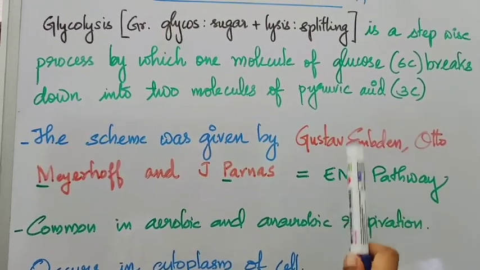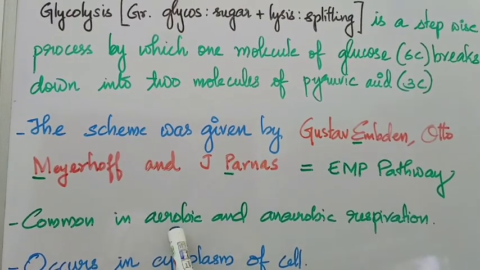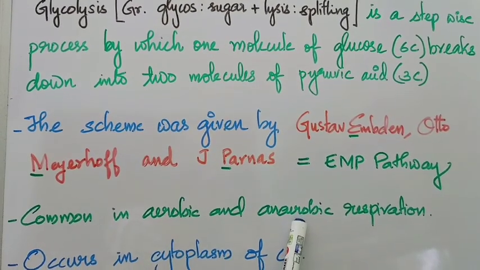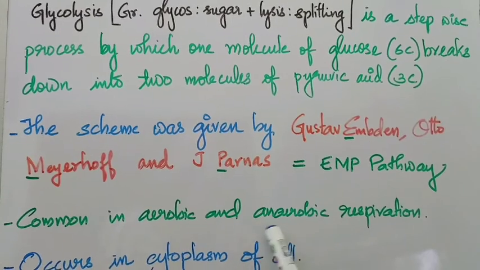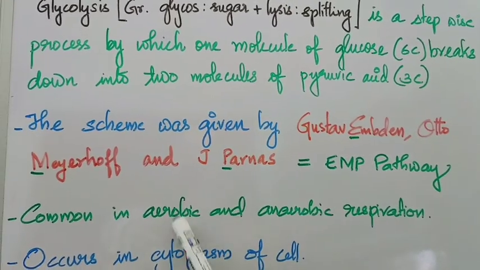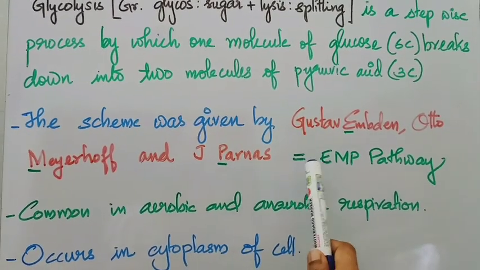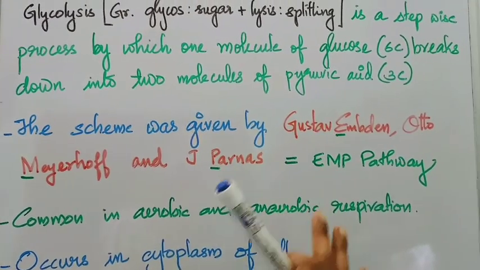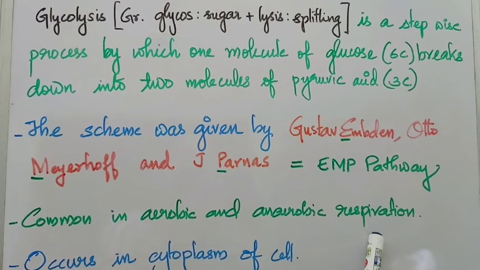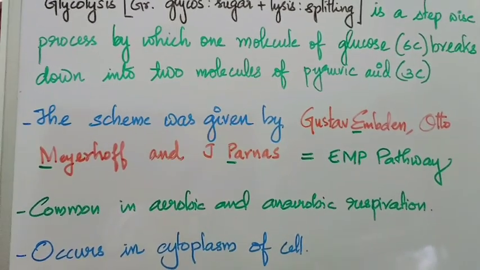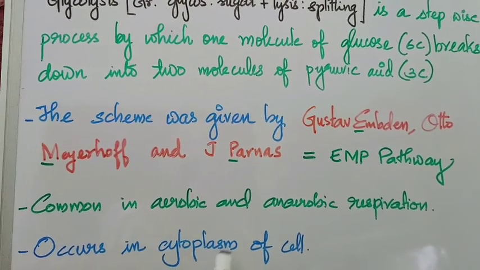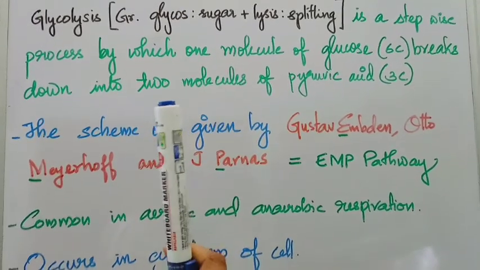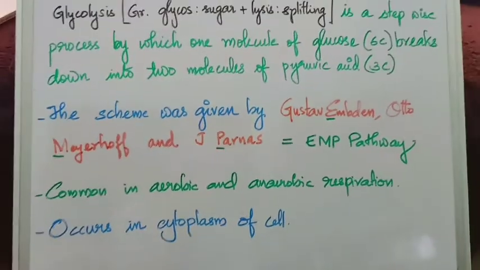Now this particular step is common in both aerobic as well as anaerobic respiration, but it is the only step in anaerobic respiration. In aerobic respiration, after this there are 2-3 more steps, whereas in anaerobic respiration this is the only step involved in respiration. Okay, where does this take place? It takes place in the cytoplasm of the cell. So glycolysis takes place in the cytoplasm of the cell.